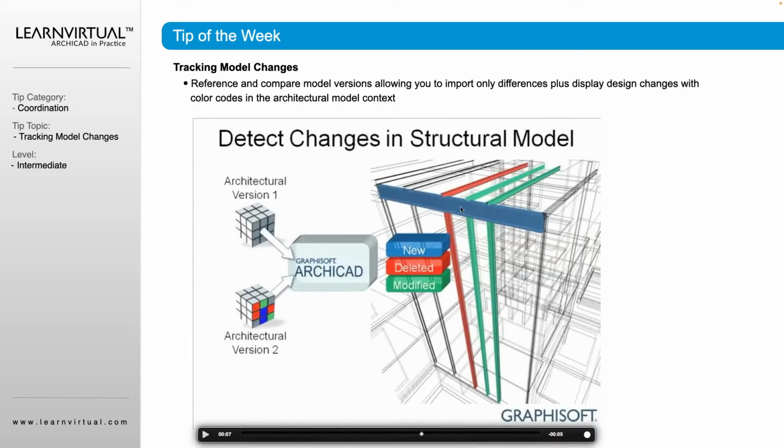So if we look here, you can see anything that comes in as blue is going to be new. So this beam was added in as new. If it's red, it was deleted. If it's green, it was existing, but there were changes made to that.